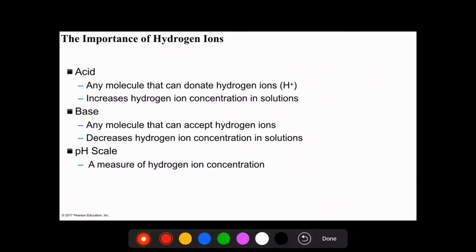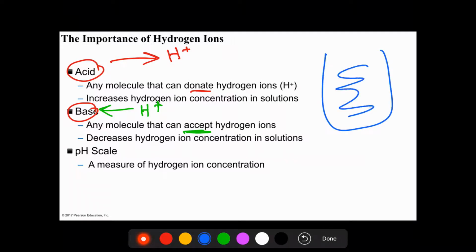So in our body in general, and also in nature, we have two types of molecules: acids and bases. By definition, acids are any substance or molecule that would donate or give hydrogen ions. So an acid would give hydrogen ions. A base, the other way around, will take, absorb, or accept hydrogen ions. So if we have a cup of water and we put acid in it, then we will see an increase in the number of hydrogen ions.